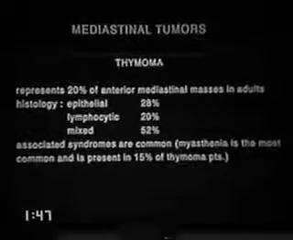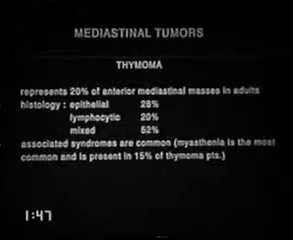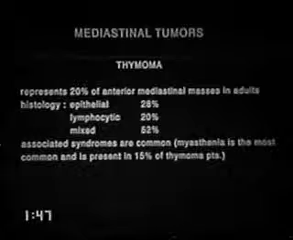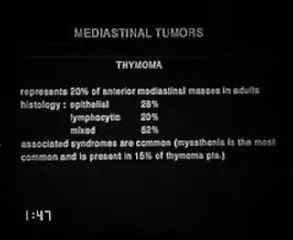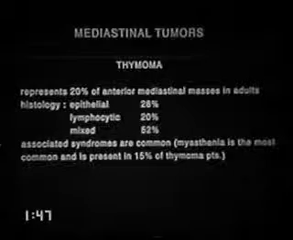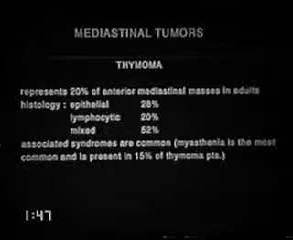Thymoma represents 20% of anterior mediastinal masses in adults, and the histology is as indicated on this slide, most being mixed histology. Associated syndromes are common, with myasthenia being the most common, and is present in about 15% of thymoma patients.